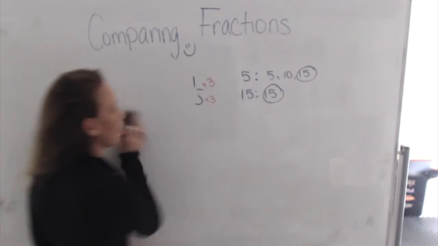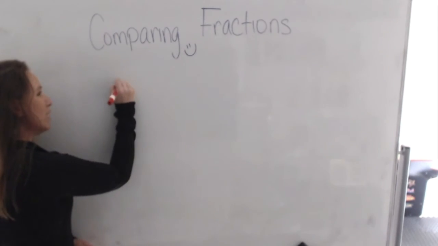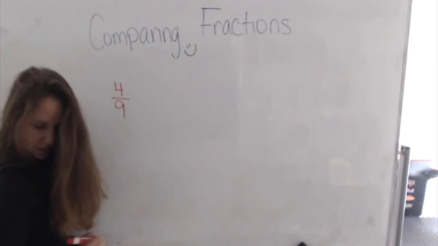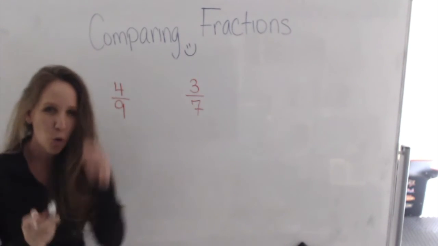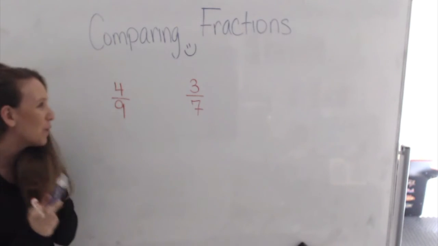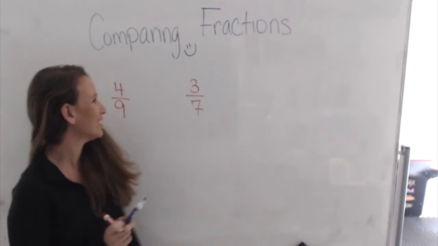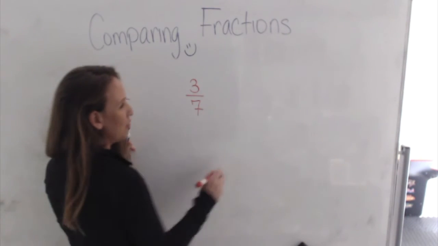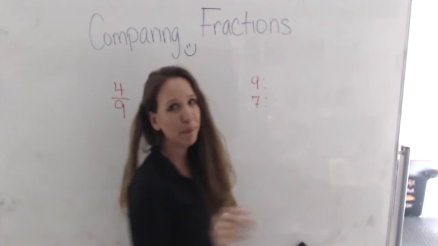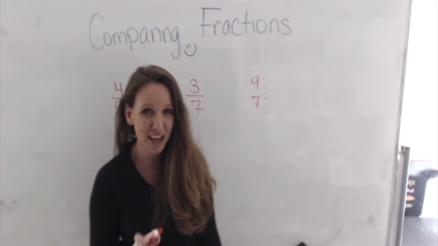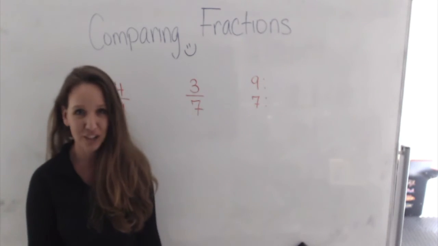For our last problem, we have 4/9 and 3/7. Now I want you to guess, which one do you think is going to be greater? Okay, keep that in mind. We're going to see if you're right. So let's write our numbers off to the side, 9 and 7. I'm not so great with my multiples of 7, so I'm going to actually start by writing a bunch of my multiples out.